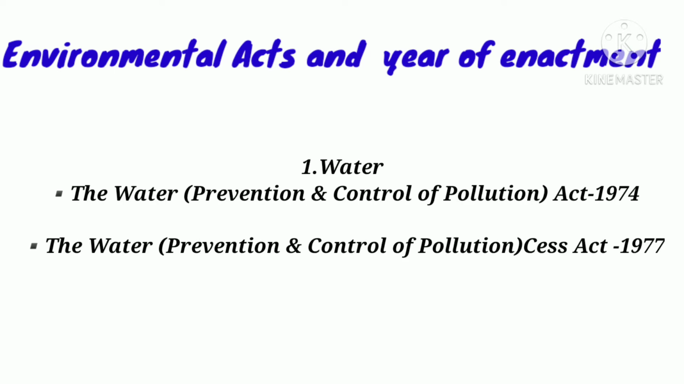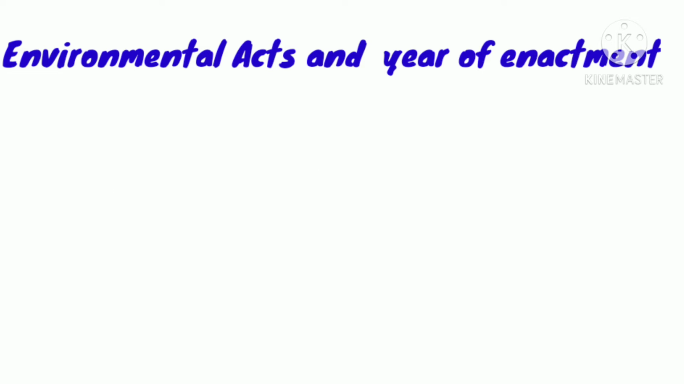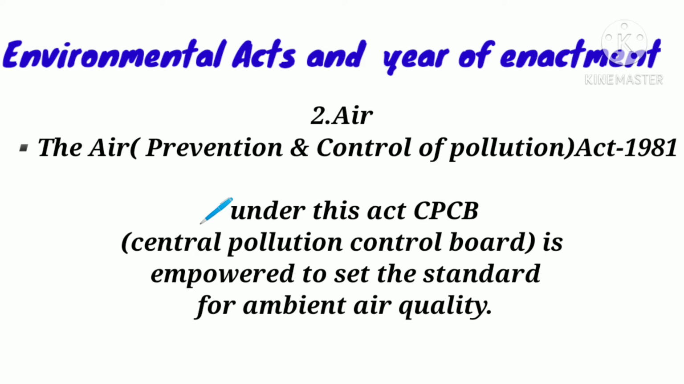In aspect of water, there are two acts. The first one is the Water Prevention and Control of Pollution Act, which was passed in 1974. And the second one is the Water Prevention and Control of Pollution Cess Act, that was passed in 1977. For air, there is one act, the Air Prevention and Control of Pollution Act, that was passed in 1981.